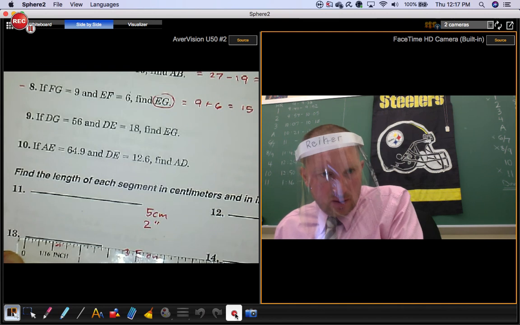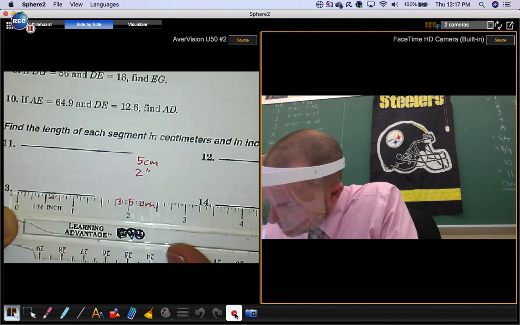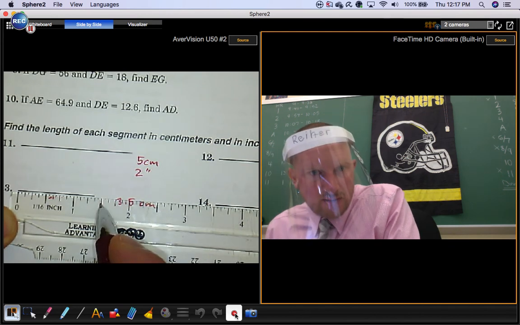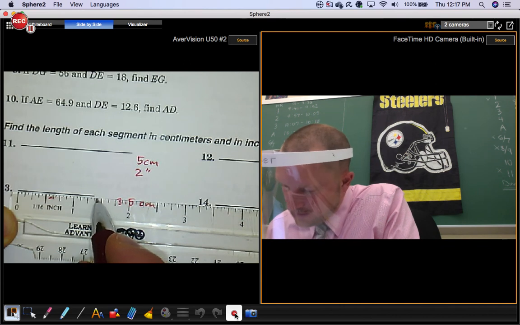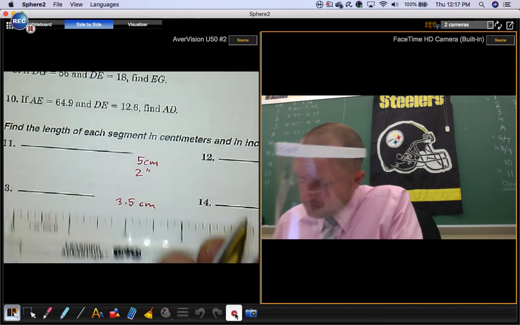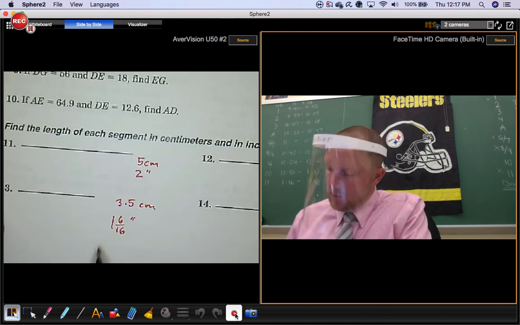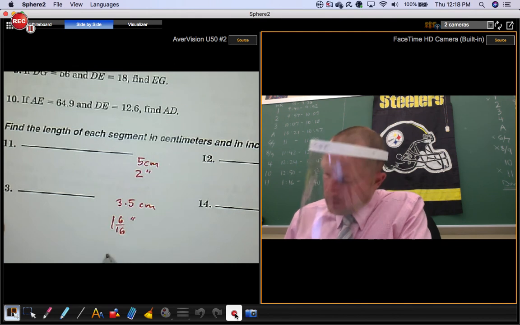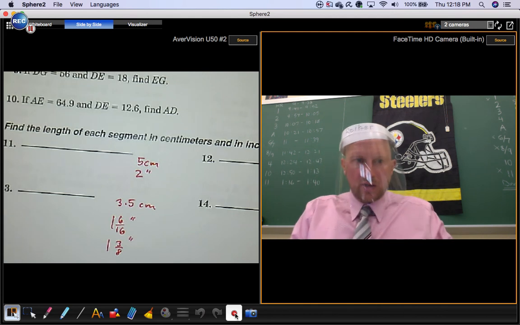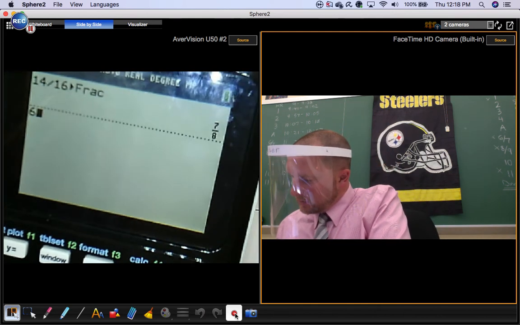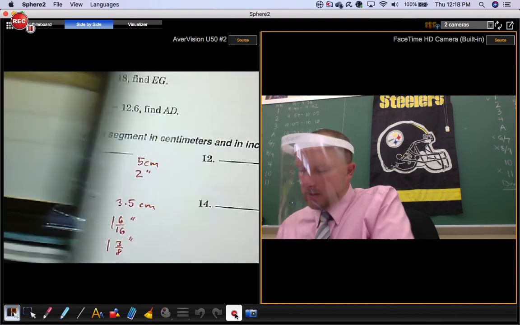Number 13, bigger than an inch. Not quite as big as a half inch. Okay, so this would be 8/16. You could count backwards, 7/16 and 6/16. 1 and 6/16 inches. Both are even, so you can reduce. Again, use your calculator if you're not sure. 6/16. It's 3/8.